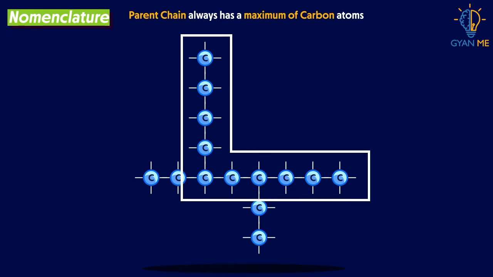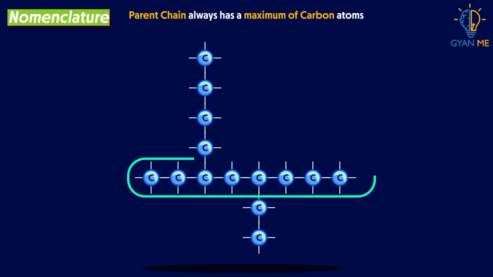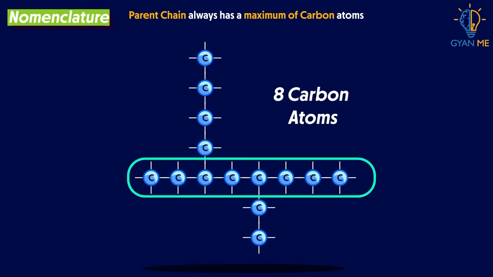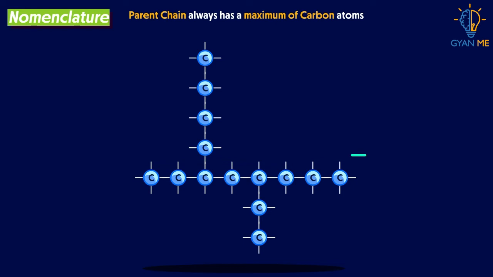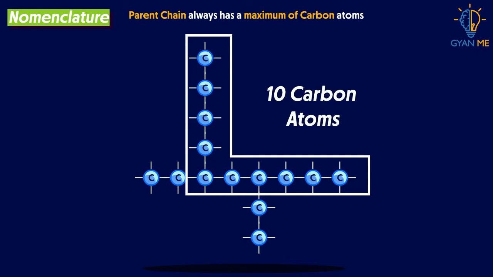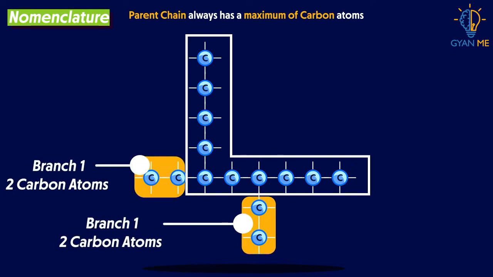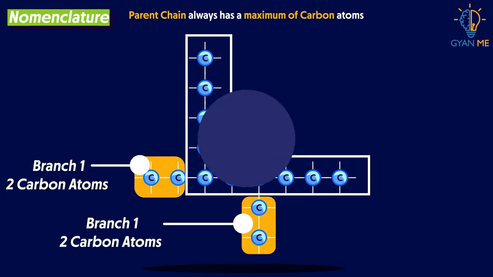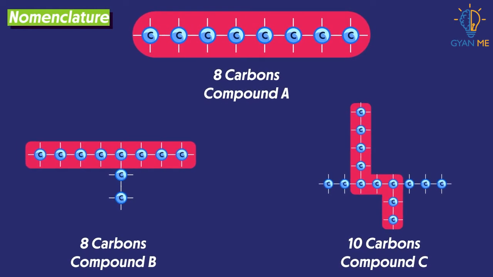And why so? It is because the straight chain, as we know, has 8 carbon atoms, while if we count like this, it will have 6 carbon atoms. And like this, it will have 10 carbon atoms. Since counting like this has maximum number of carbon atoms, it will become our parent chain. The other two are the branches with 2 carbon atoms in each. Now this is about the parent chain and how to find it, which ultimately decides the root of the name.